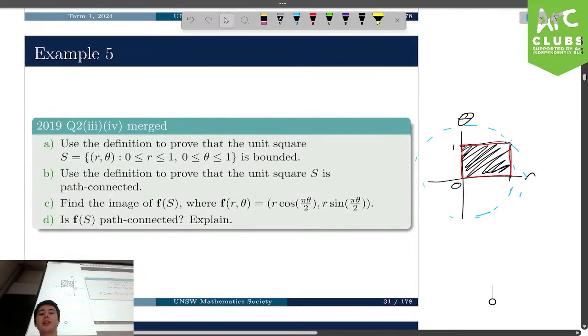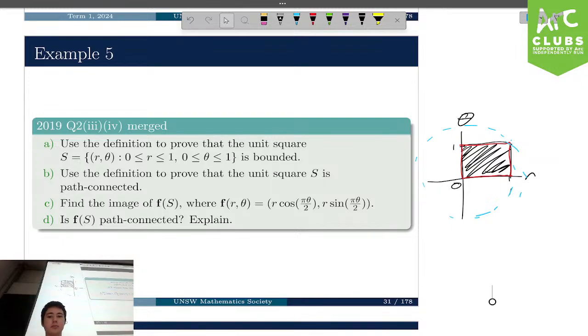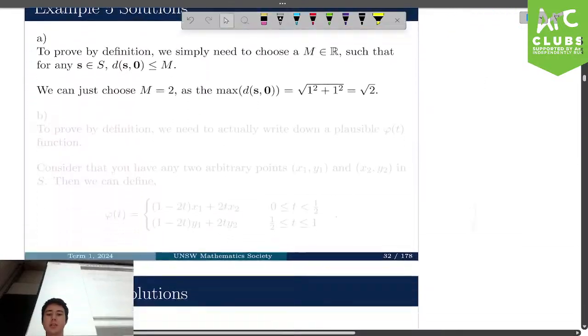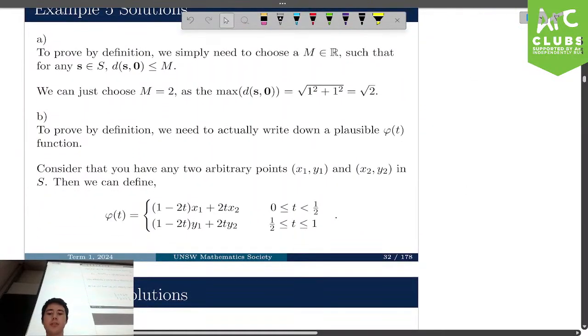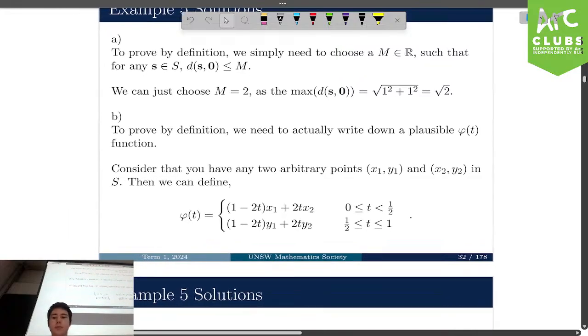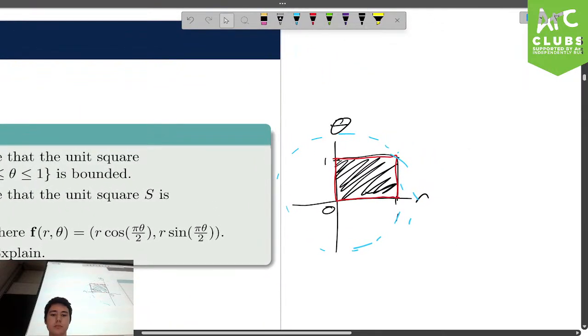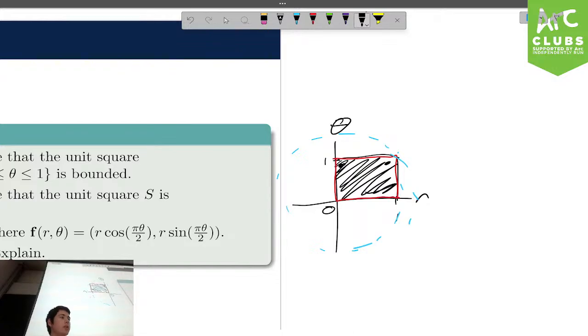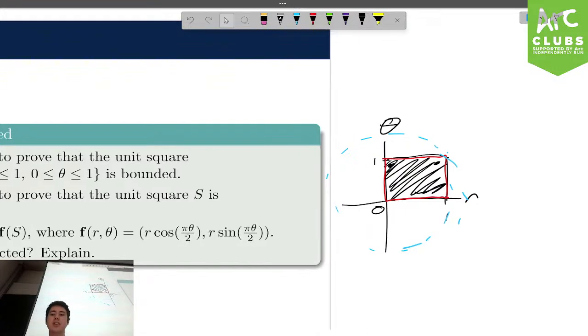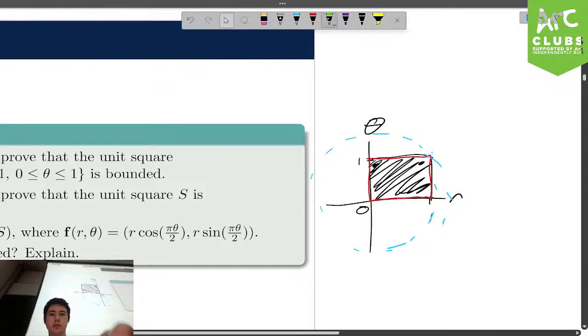Use the definition to prove that the unit square is path connected. Ooh, okay. So, given that this is bounded, how do we prove that it is path connected? Well, we define some 2 points. We have a first point, x1, y1, that exists here, and another point, x2, y2, that exists here. To prove that it is path connected, sorry, I'll use green, a different color so you can more easily see.